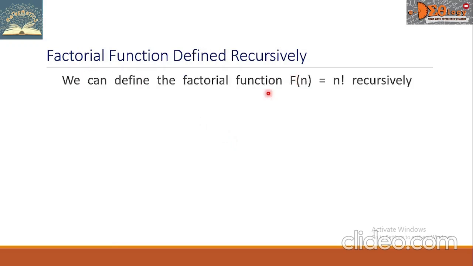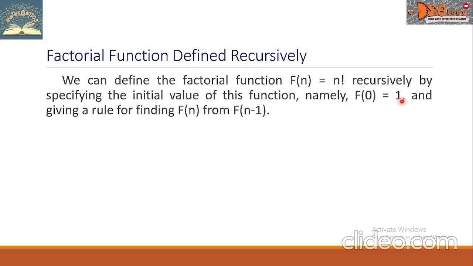We go now to factorial function defined recursively. We can define the factorial function capital F of n equals n factorial recursively by specifying the initial value of this function, namely capital F of 0 equals 1, and giving a rule for finding capital F of n from capital F of n minus 1.